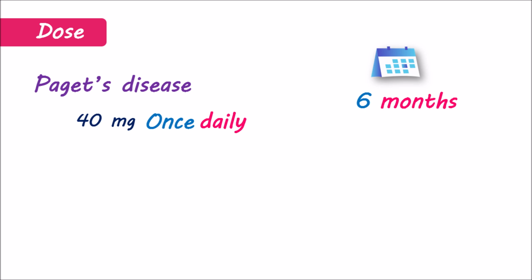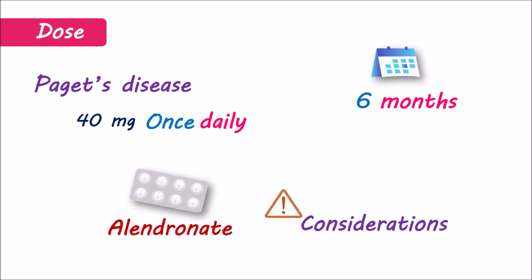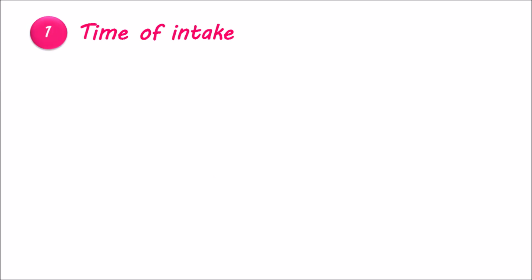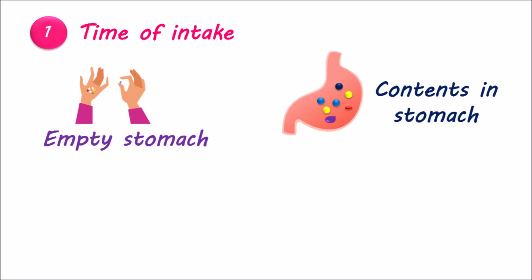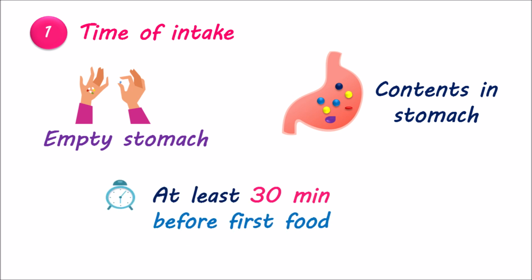Unlike other medicines, alendronate needs a few important considerations before you take it. The first one is the time of intake. You should always take alendronate on an empty stomach in the morning. The absorption of this medication is highly influenced by the contents in your stomach. That's why you should take this medication at least 30 minutes before consuming your first food, beverage, or even any other type of medicine. This ensures maximum absorption of alendronate into your body.